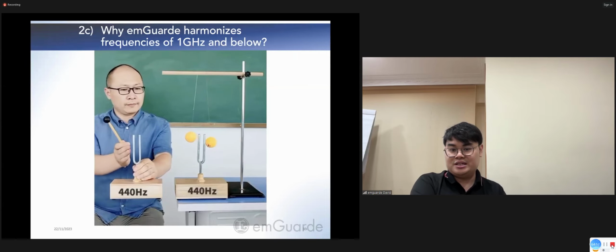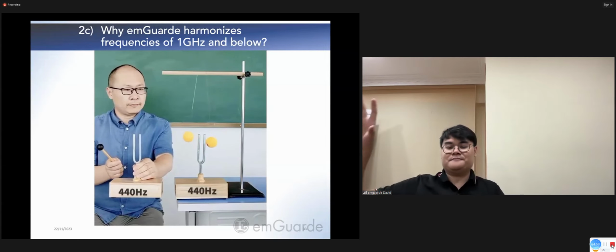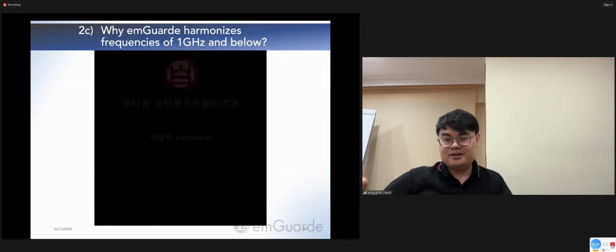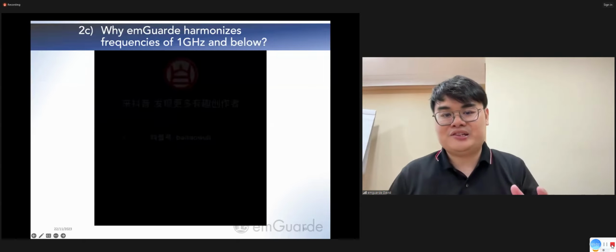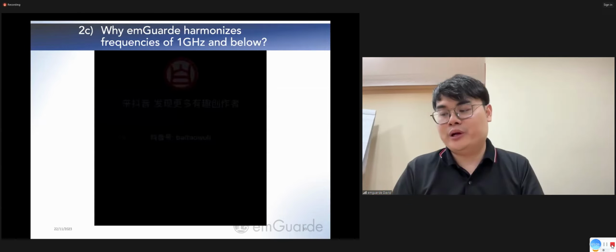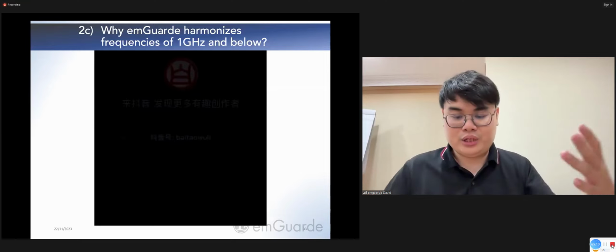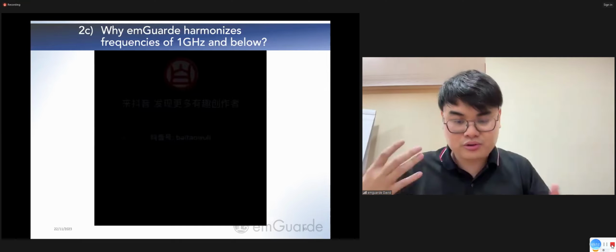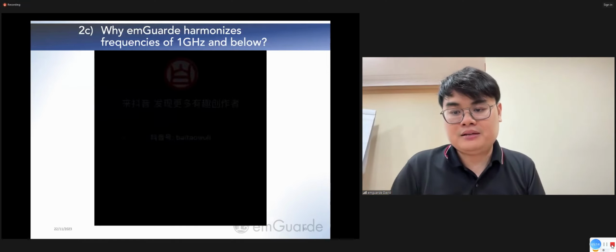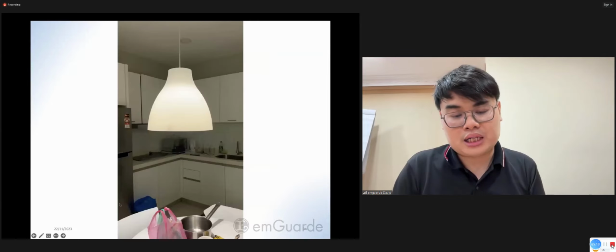Did you notice? The ping pong ball begins to vibrate because the tuning fork of the same frequency affects the other tuning fork and makes it vibrate. So this is what we conclude as the resonance theory. Okay, so now everything makes sense. Whenever we have frequencies between 30 to 200 megahertz bombarding your body, you develop certain symptoms. Now the next video, I'm going to show you a clearer picture.